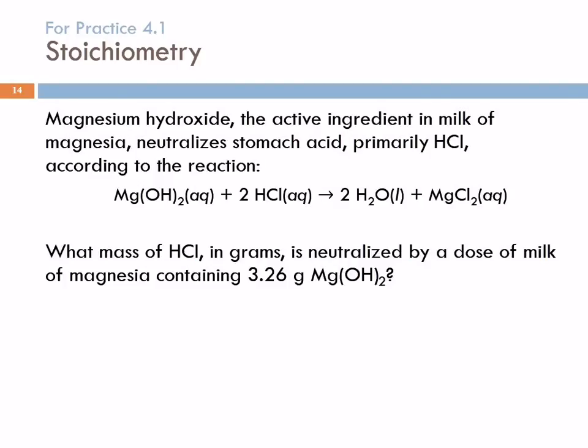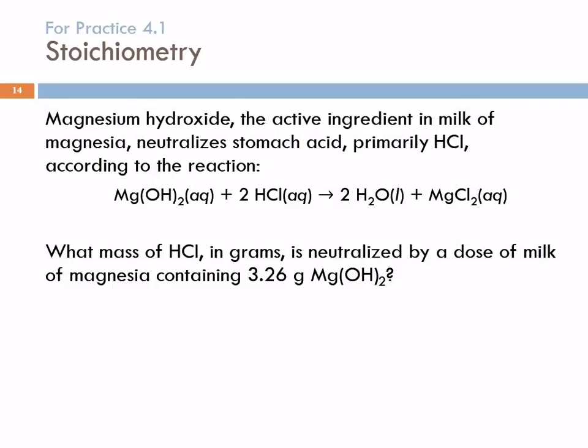Let's do another example. Magnesium hydroxide, the active ingredient in milk of magnesia, neutralizes stomach acid, which is primarily HCl, according to the reaction. It's given here. What mass of HCl in grams is neutralized by a dose of milk of magnesia containing 3.26 grams of magnesium hydroxide?